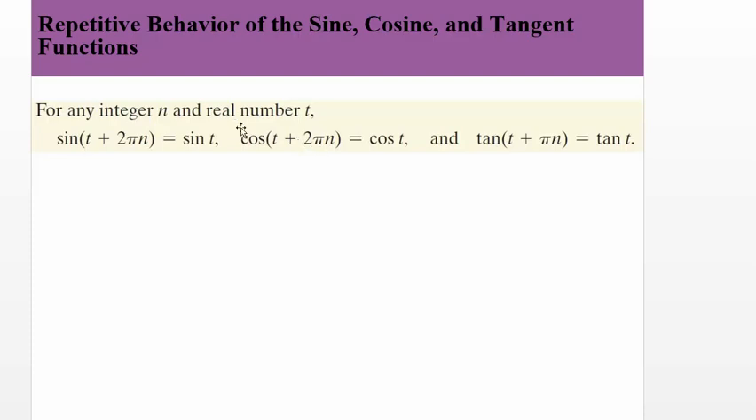All right, so they give you a review here, the repetitive behavior of sine, cosine, and tangent functions. So it says for any integer n and real number t, the sine of t plus 2 pi n, I mean, you could say that for a million years, is going to be the sine of t. Same with cosine. Tangent is in periods of pi, so you don't need the 2 there, it's just pi n there.